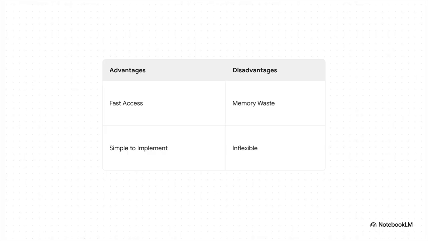So let's sum it all up. The big advantage of contiguous allocation is that it's simple for the OS to manage, and it's fast. Once a program is running, all of its data is in one place, so accessing it is super quick. But the disadvantages are pretty significant. It wastes a lot of memory through fragmentation, and it's really inflexible. A program can't easily grow larger than the space it was first given.